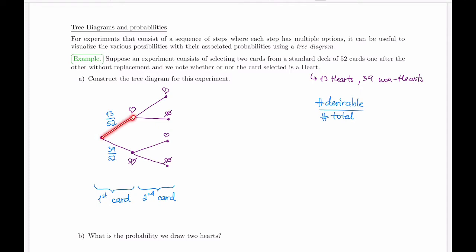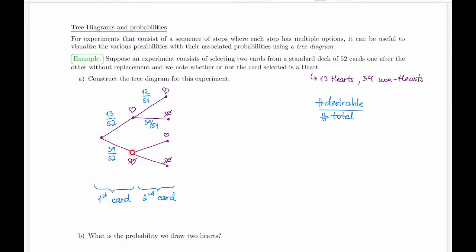So my first card was a heart. If my first card was a heart, first of all, I now have only 51 cards remaining in my deck because, again, we're drawing without replacement. And at this point, I only have 12 hearts left available because I've already drawn one of them right here. So if I've drawn a heart and I want to draw another heart, I only have 12 hearts left and 51 cards remaining in my deck. If I have drawn a heart and want to draw a non-heart, then there's still 39 available non-hearts and 51 cards in the deck. And we proceed the same way through the other 2 branches.